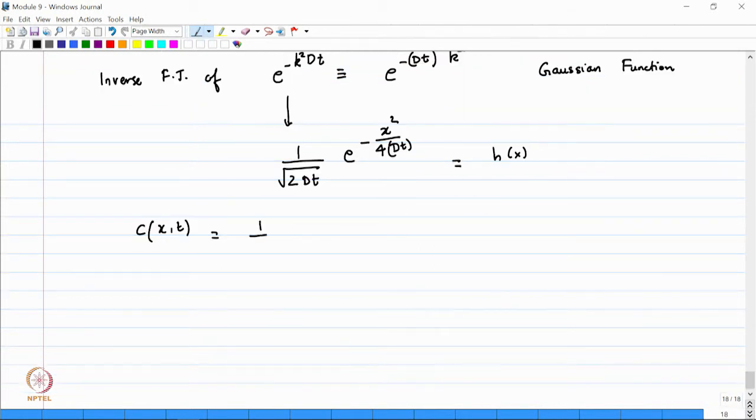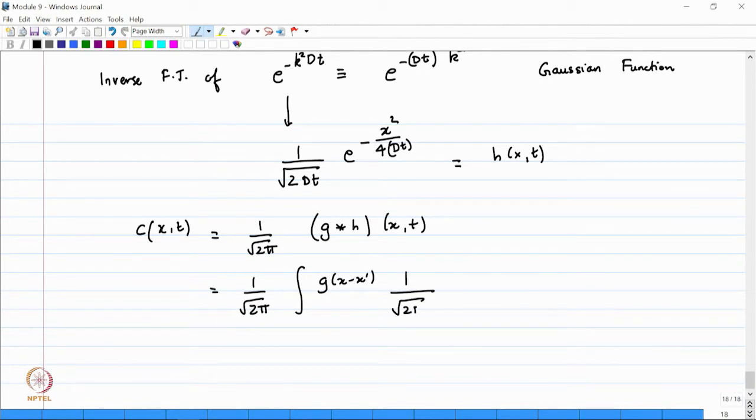So, this is just 1 over square root of 2 pi, g star h of x comma t. Okay. So, this is 1 over square root of 2 pi. Okay. Now, I will write it as the integral from minus infinity to plus infinity of g of x minus x prime times 1 over square root of 2 dt, e to the minus x prime square by 4 dt, dx prime. So, this is the solution. Okay.